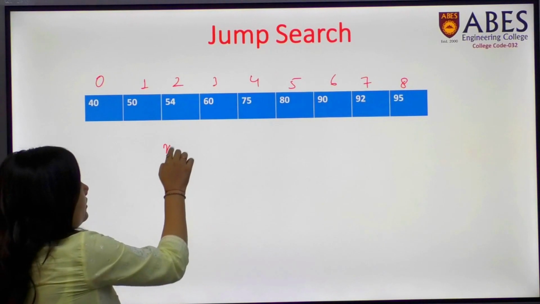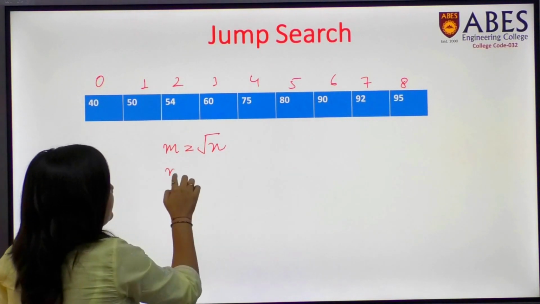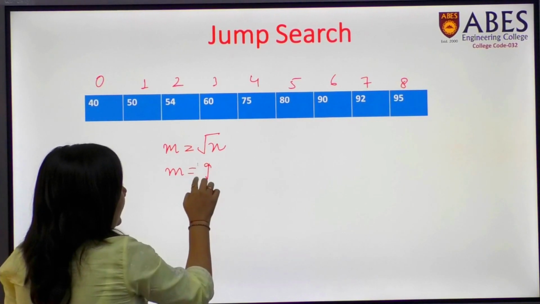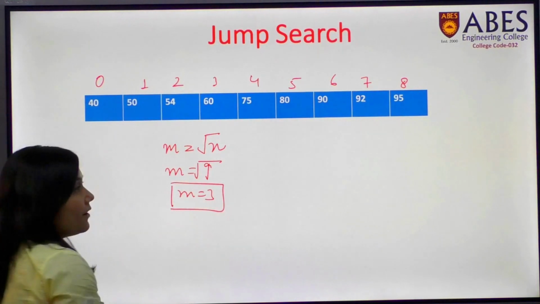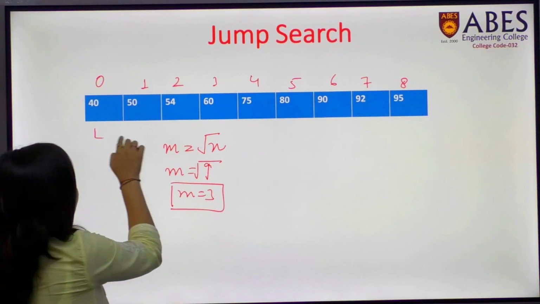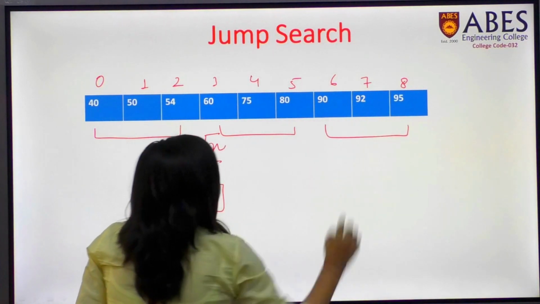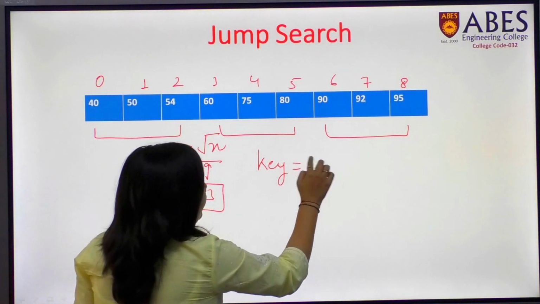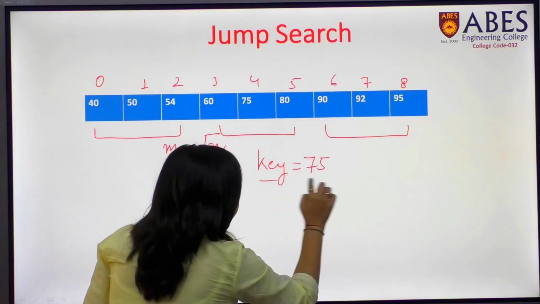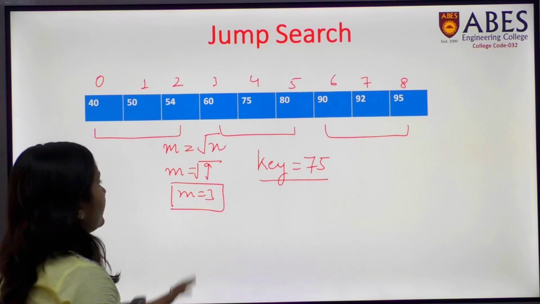So suppose m equals to total number of elements. So my total number of elements is 9. So under root of 9, we all know it is 3. So it means I have to make the blocks of 3, this one, like this, and this one. Okay. My key element which I am going to search is 75. So I need to find out whether 75 is present or not. So how I am going to do?